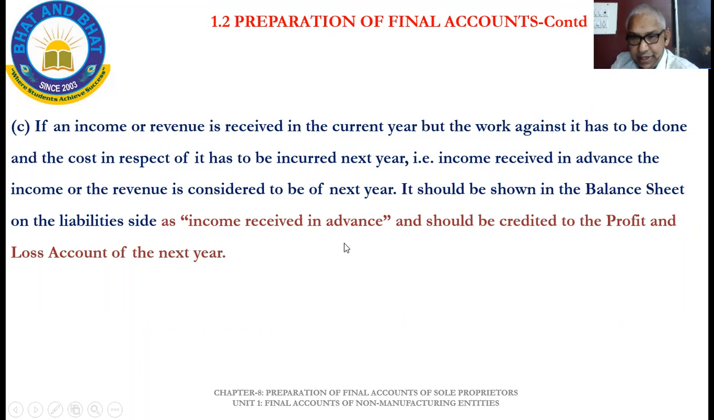Hence, that will not be taken as income during the present year. It will be carried forward for the next year. In the balance sheet, it will be shown as income received in advance. Okay?